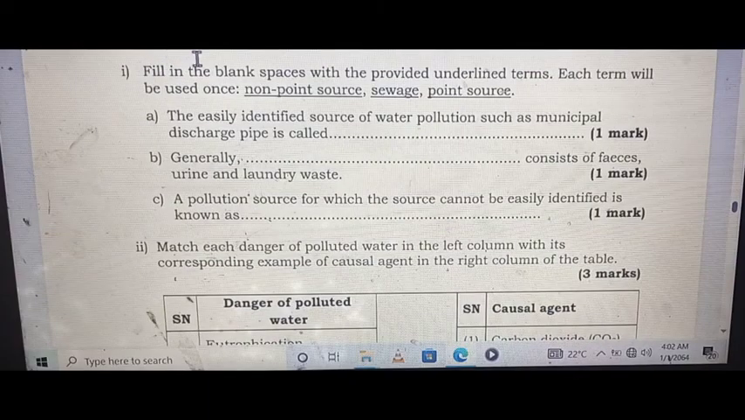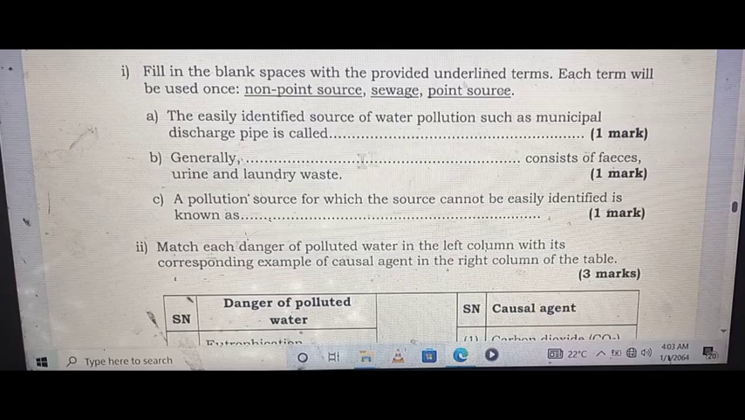Question 19. Water pollution refers to contamination of water bodies. I. Fill the blank space with the provided underlined term. Each term will be used once. Non-point source, sewage, point source. A. The easily identified source of water pollution such as municipal discharge pipe is called a point source.